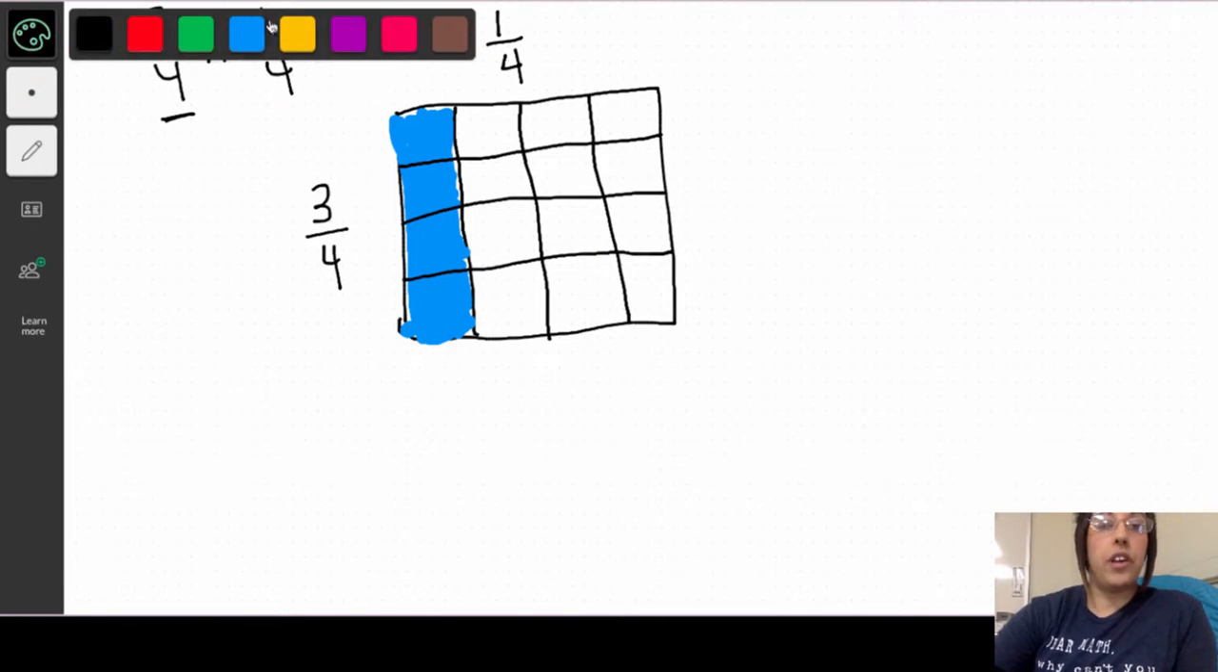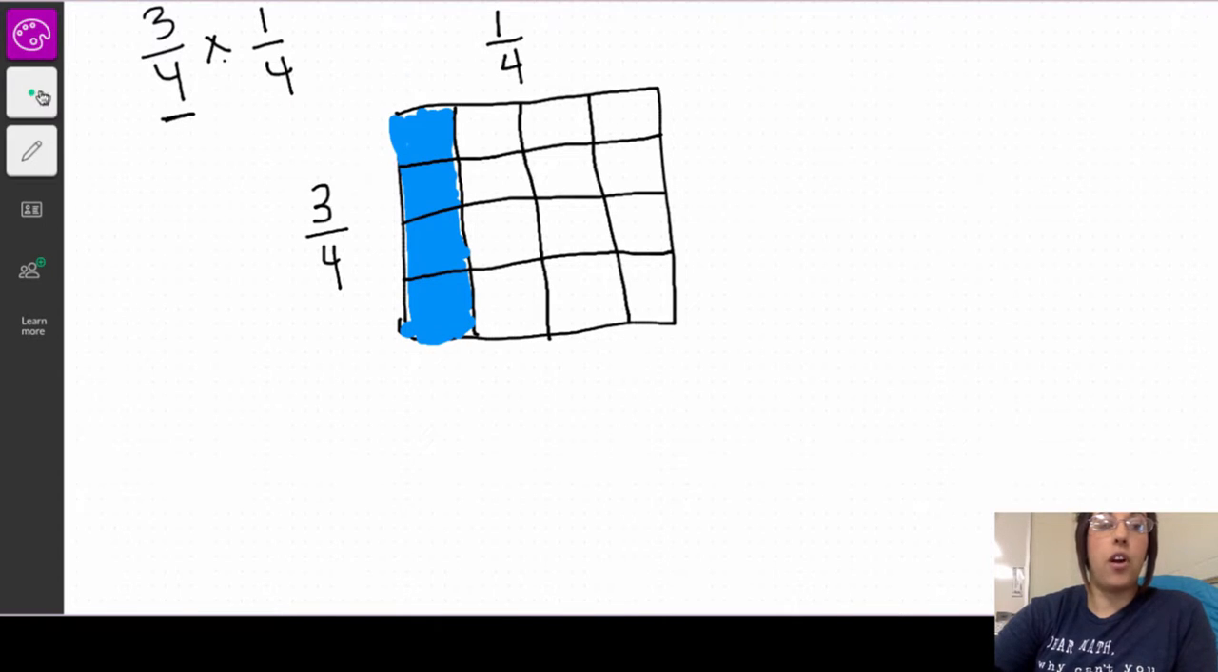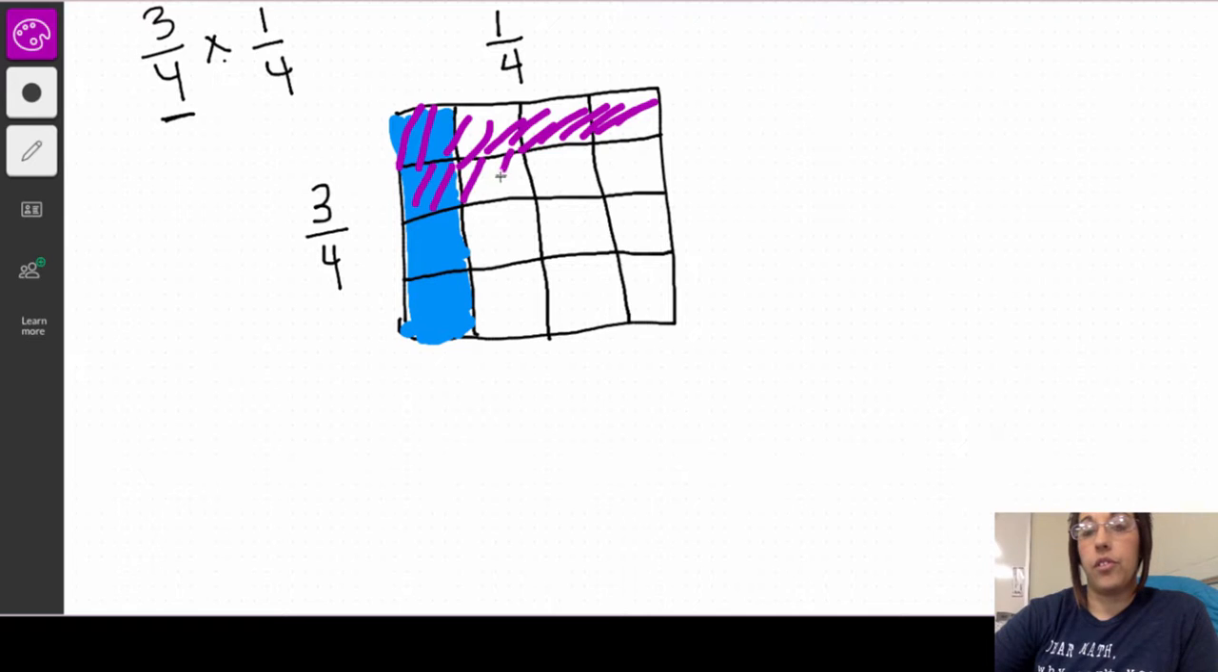And then with this, we're going to use our second color so that we can see it. This time we're going to use a pattern so that we can see where these two areas overlap. So I'm just going to go ahead and go slashy lines. There is 1/4, 2/4, and 3/4.